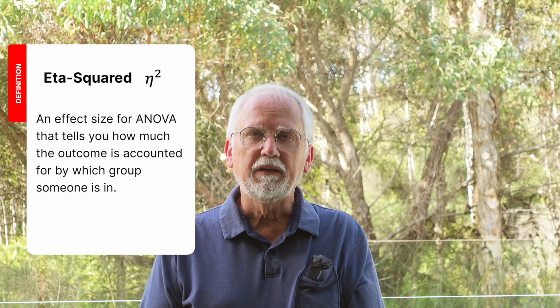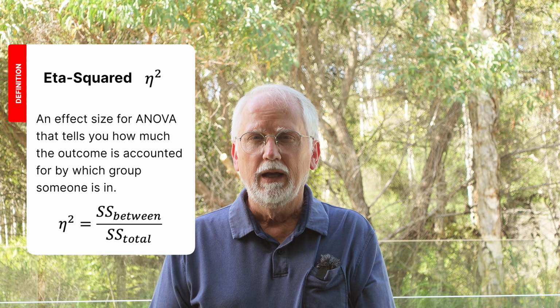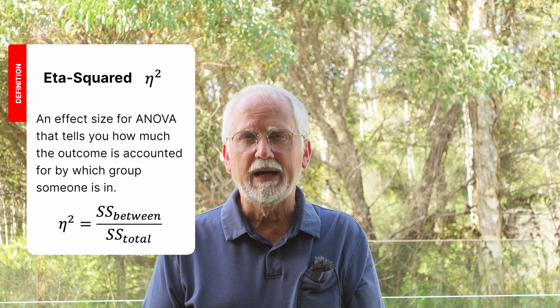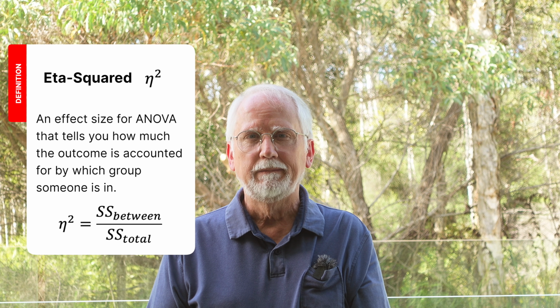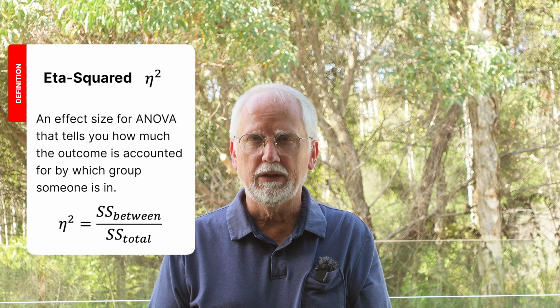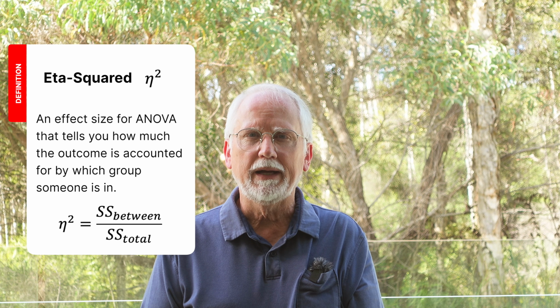Let's start with effect size. We have learned that t-tests have Cohen's d. ANOVA has something similar. It's called Eta-squared, written as the Greek letter eta with a superscript 2. Eta-squared is calculated as between group sum of squares divided by total sum of squares. It tells you the proportion of total variance explained by group membership. How much of the variation in your outcome is accounted for by which group someone is in.